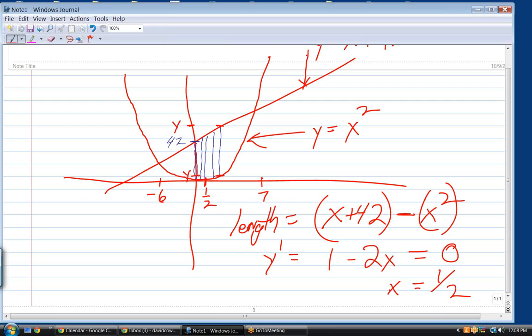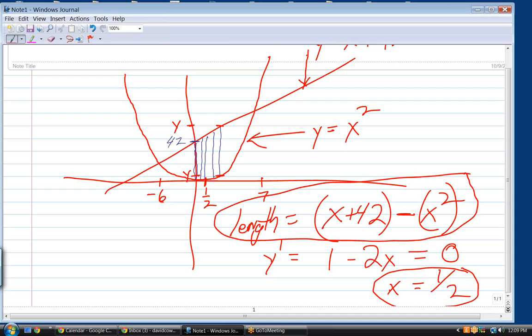But the question was, what is the maximum length of the blue line? And what calculus allowed us to do was to solve for where on the x-axis that occurs. But we have to go back up into this function to figure out what the length of the blue line is. In other words, if I plug 1/2 in for x, I get 42 1/4. In other words, the length from here to there is 42 1/4, and nowhere else in that range is it longer. It gets shorter as you go this way.